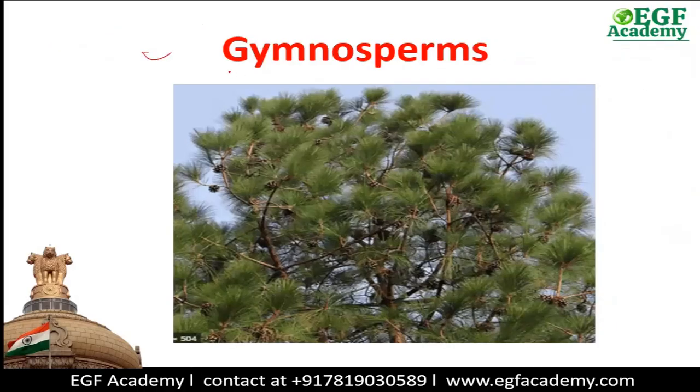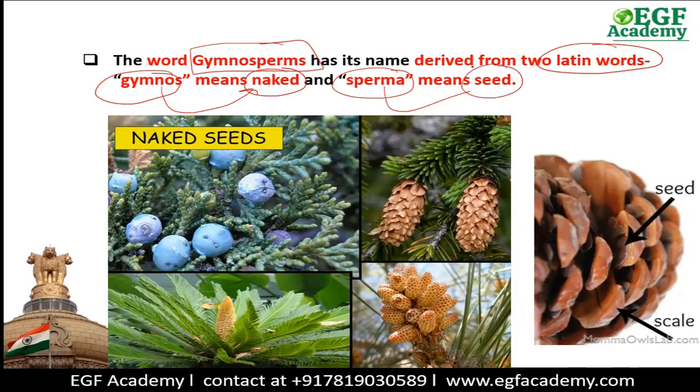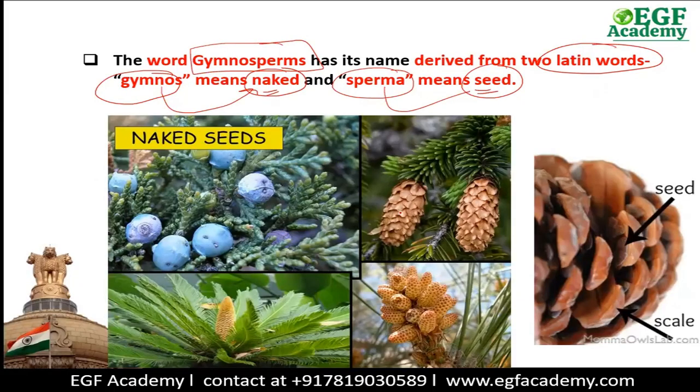So first one is gymnosperms. What is the meaning of the word gymnosperm? It is made up of 2 Greek words. First one is gymnos and another is sperma. Gymnos means naked and sperma means seed. It means the type of plants in which the seeds are naked. What does it mean? You must have seen fruits and the seeds inside the fruits. For example, if you eat an apple, there is a seed present inside the apple. But in gymnosperm plants, the seeds are not present inside a fruit.